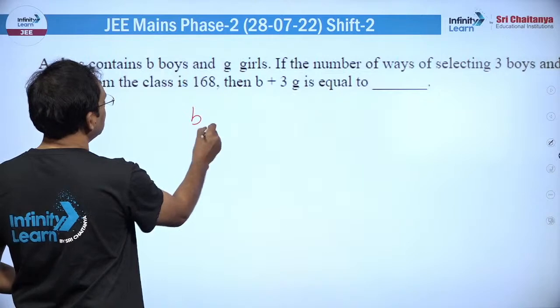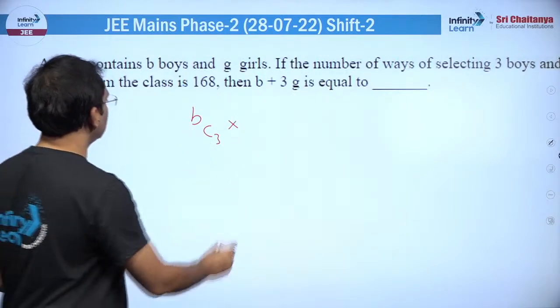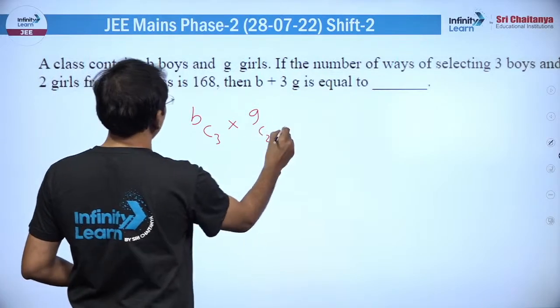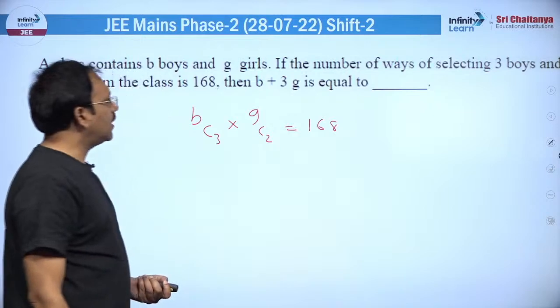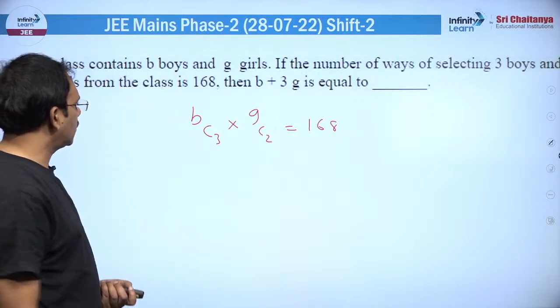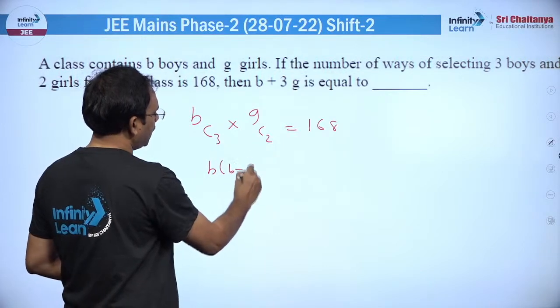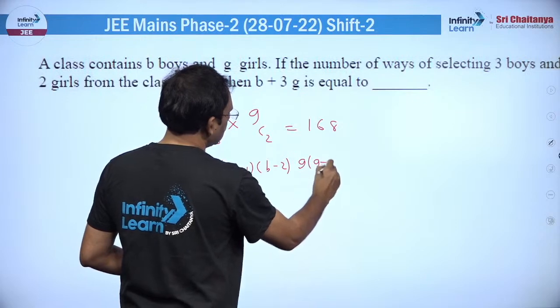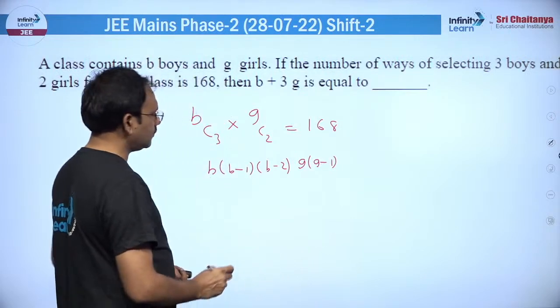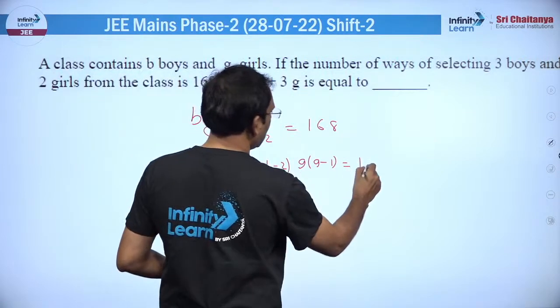Next, friends, a class contains B boys and G girls. If the number of ways of selecting 3 boys, means BC3, and 2 girls, that is GC2, is 168, my dear friends, then B plus 3G we want. Here BC3 in the sense B into B minus 1 into B minus 2 into G into G minus 1 is equal to 3 factorial 2 factorial.